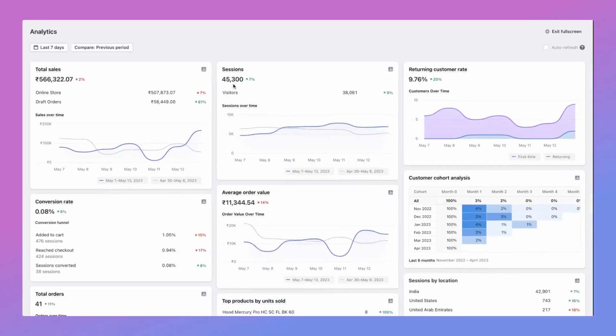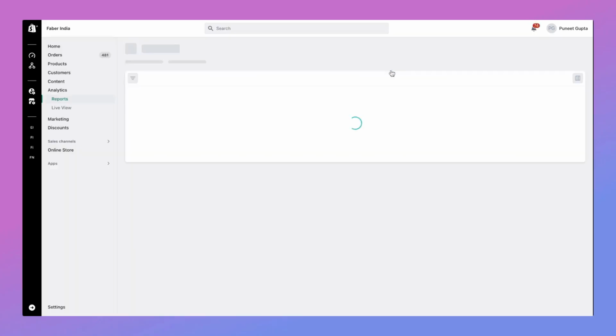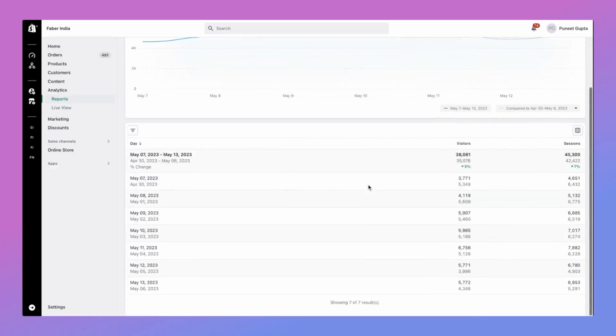Another thing is that you will see this small report section. If you click on this bar, a tabular format will open up, and you can check the day by day breakdown of everything.